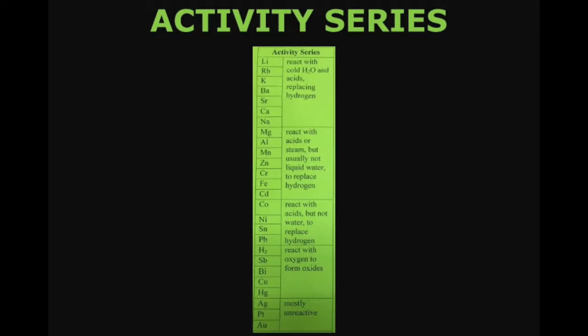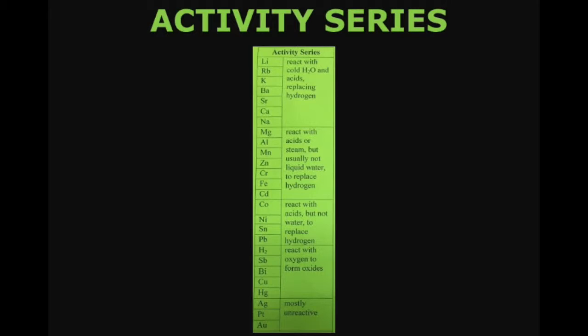In the left column, you can see the list of elements ranked by their activity. Lithium at the top has the most activity, and gold at the bottom has the least activity. In the right-hand column, you can see descriptions on how each of the elements reacts. From lithium to sodium, the elements react with cold H2O and acids to replace hydrogen.